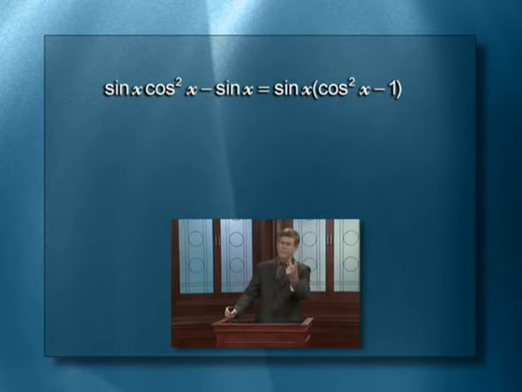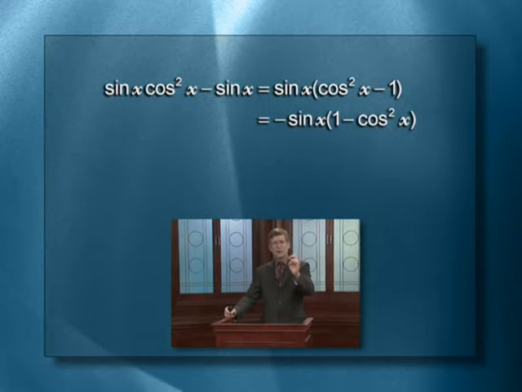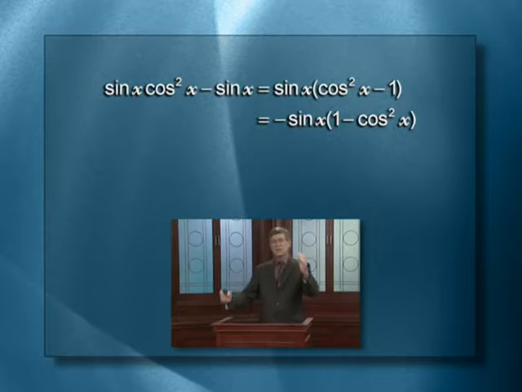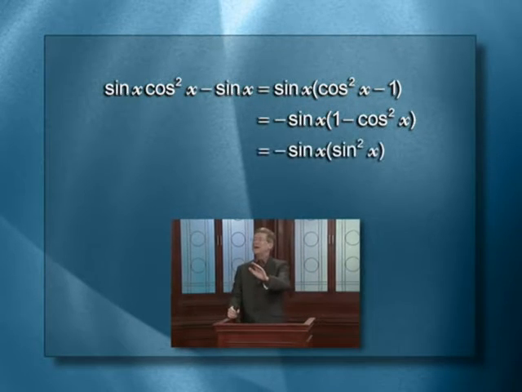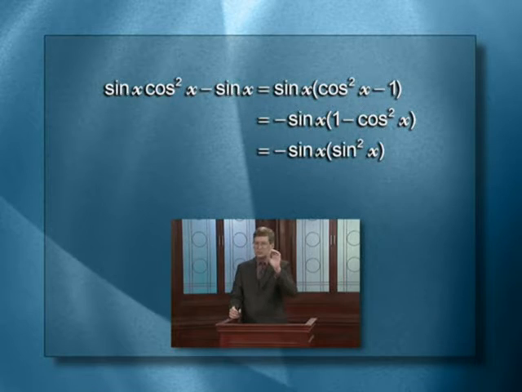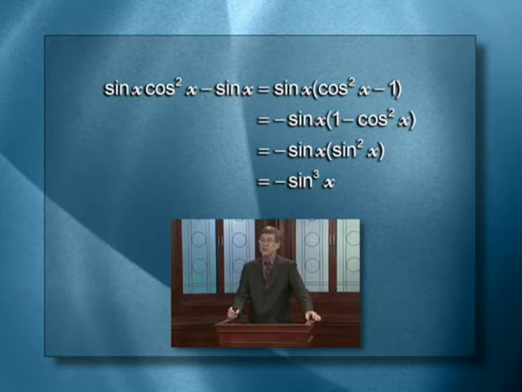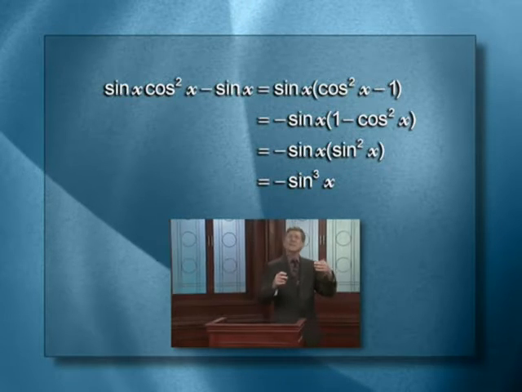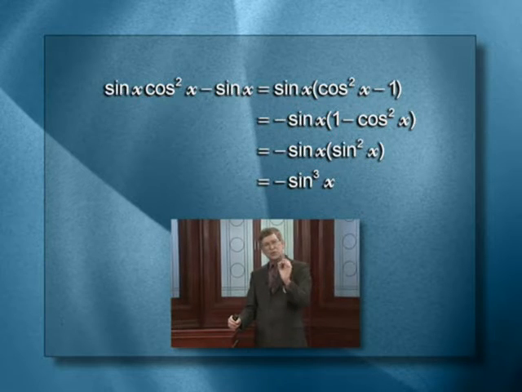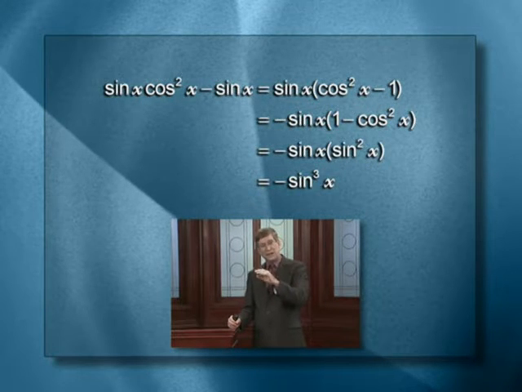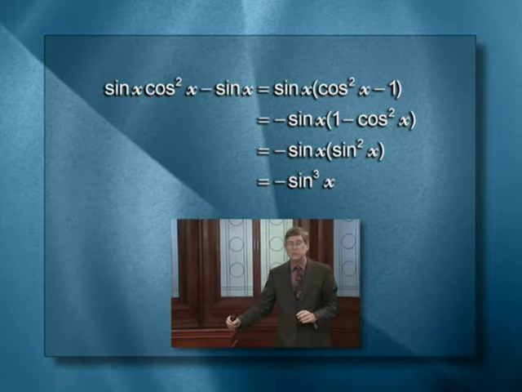I've got the flip. So I'm going to factor a minus sign out. So my next expression is minus sine x times the quantity 1 minus cosine squared. And 1 minus cosine squared, bingo, is precisely sine squared, and we're left with minus sine cubed. So we have a trigonometric identity here. Sine x times cosine squared x minus sine x equals minus sine cubed x for all values of x.